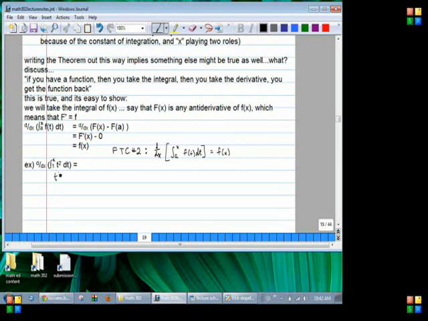So you're going to have t cubed over 3 evaluated from 1 to x. And then, of course, when it's all done, we're going to take the derivative of that. So then that equals x cubed over 3 minus 1 cubed over 3, which is just 1/3. But now that I've got this, I want to take the derivative of it.